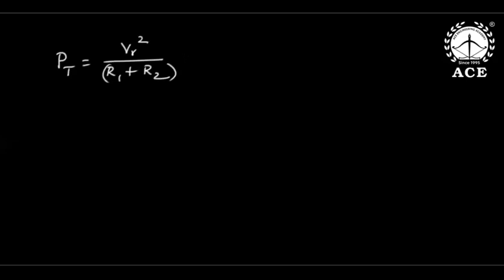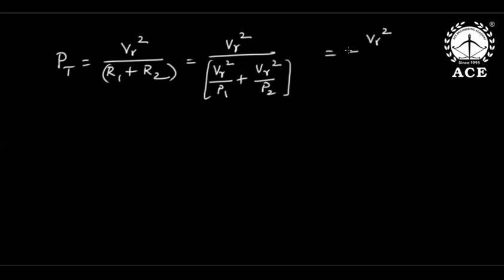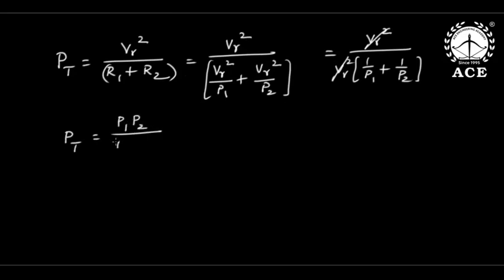Okay now, but what resistance should we consider? Working resistance only. So this R1 will be V rated square by P1, and this R2 will be V rated square by P2. This V rated square will be the same, because in India, whether you design a 40 watt, 100 watt or 1000 watt bulb, that rated voltage is 220 always. So if you take V rated square common, this is 1 by P1 plus 1 by P2. Now you remove this, and the power will be P1 P2 by P1 plus P2. Yes, this is the formula.